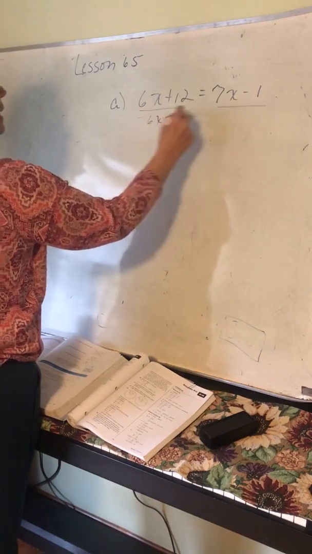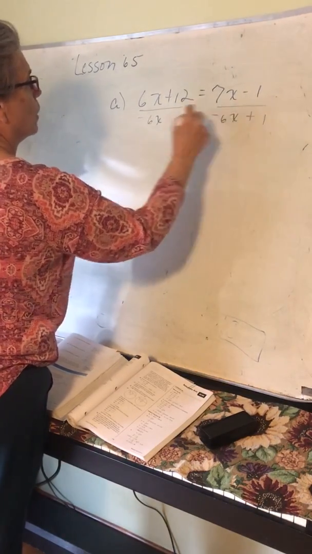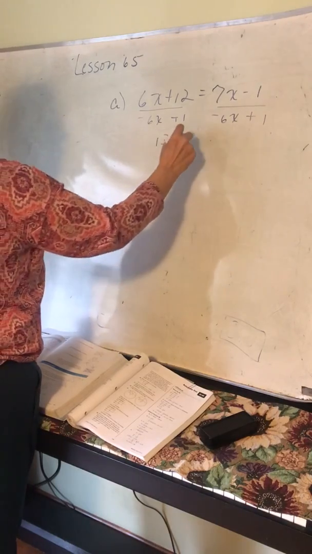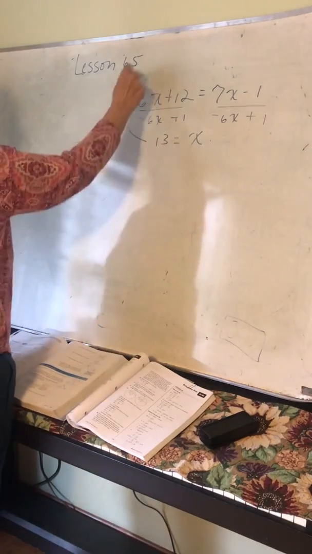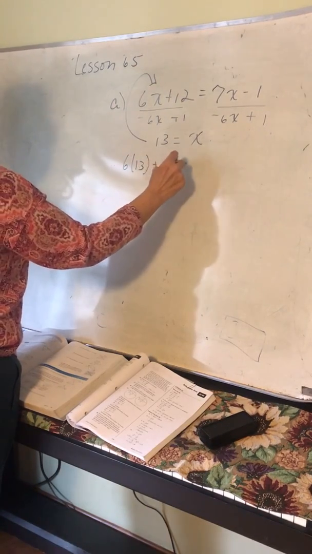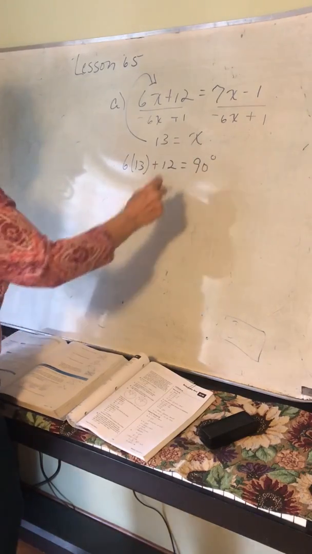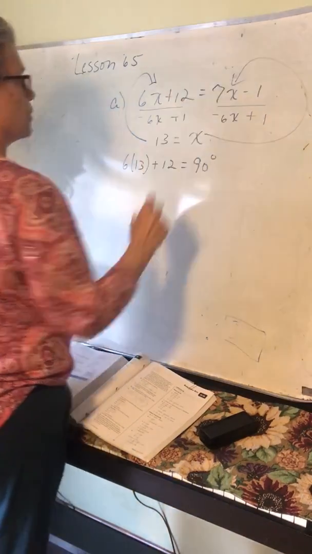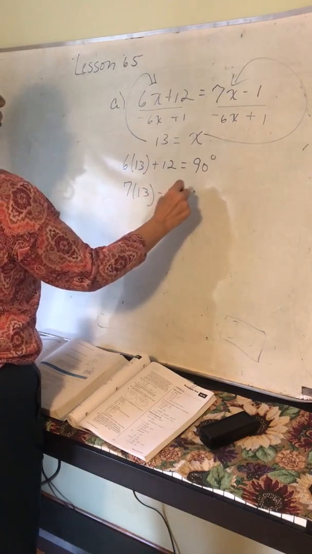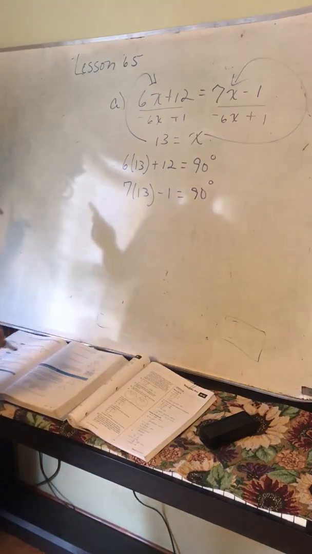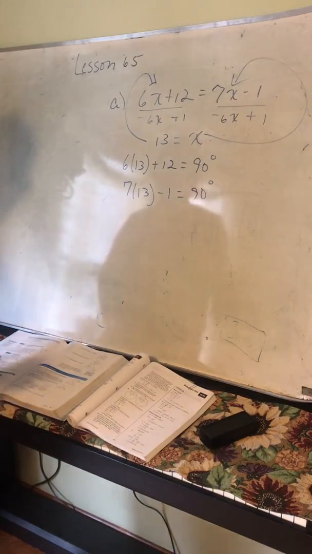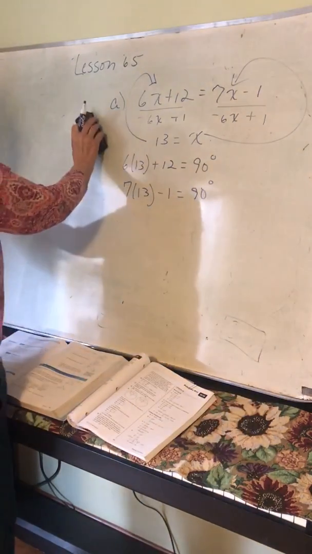We're going to minus 6x plus 1. So we have 13 equals x. And if you put that back in and solve here, you do get 90 degrees, and if you put this 13 for x into this one, you also get 90 degrees. So those two are equal to 90 and equal to each other. So this is a rectangle.